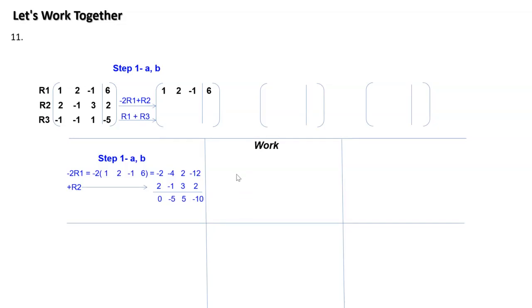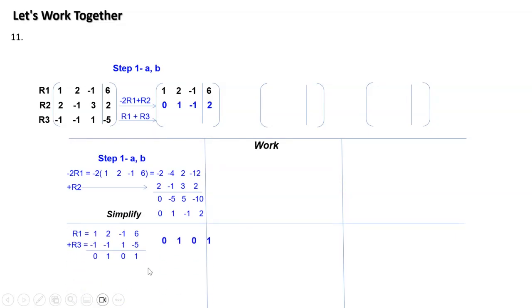And here, guys, right, we can simplify this because they have a 5 in common. So we can divide everything by negative 5. If we do that, it's going to give us 0, 1, negative 1, and 2. Because 0 divided by negative 5 will give us 0. Negative 5 divided by negative 5 will give us 1. 5 divided by negative 5 will give us negative 1. And negative 10 divided by negative 5 will give us a 2. So this is my new row 2. The second part, we're going to add row 1 plus row 3.